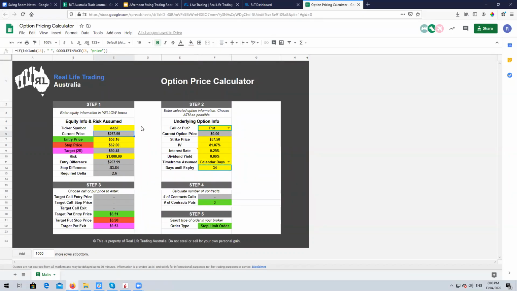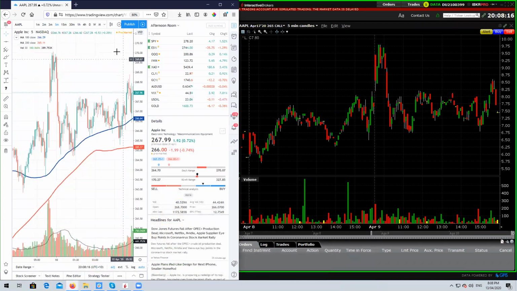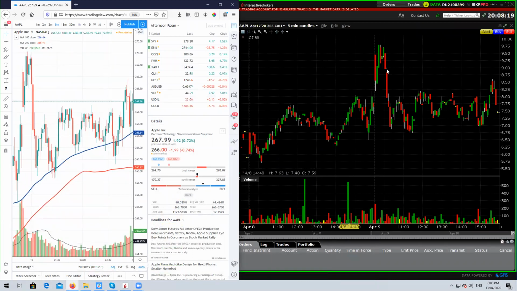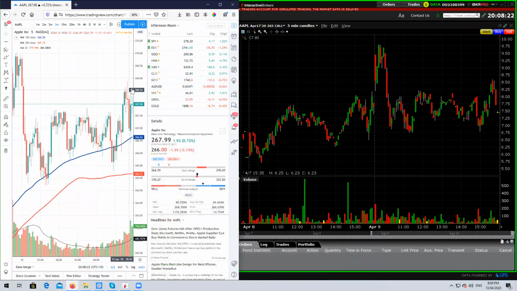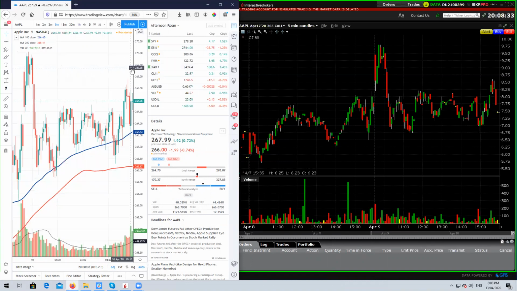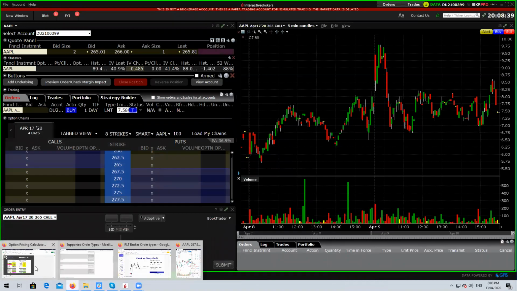So all you need to do, once you click on that tile, you come up to File and then make a copy, and then it's yours forever, right? So you come up here to your entry price. For example, let's say we want to buy on a breakout above. We'll use these figures. So 269.50. We know that roughly it's going to be 9.50 here, but 269.50 is the stock price, right? So we would come across to our tool.